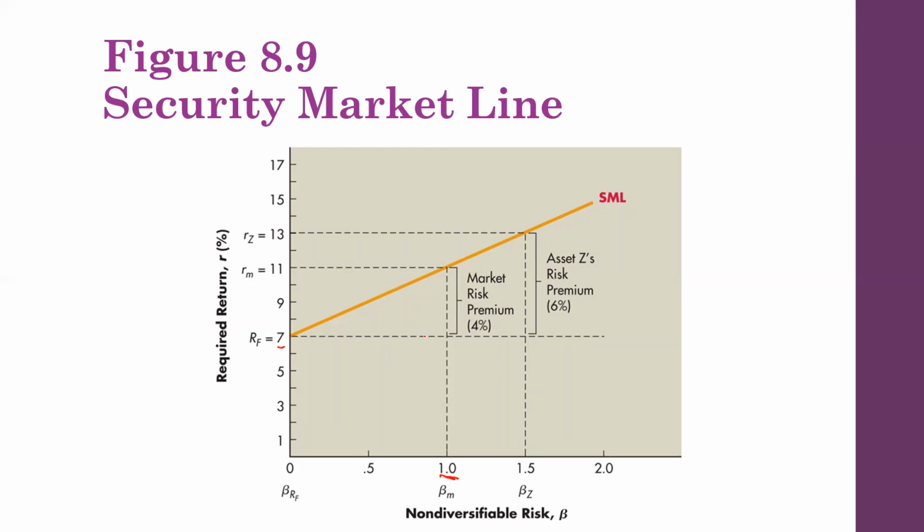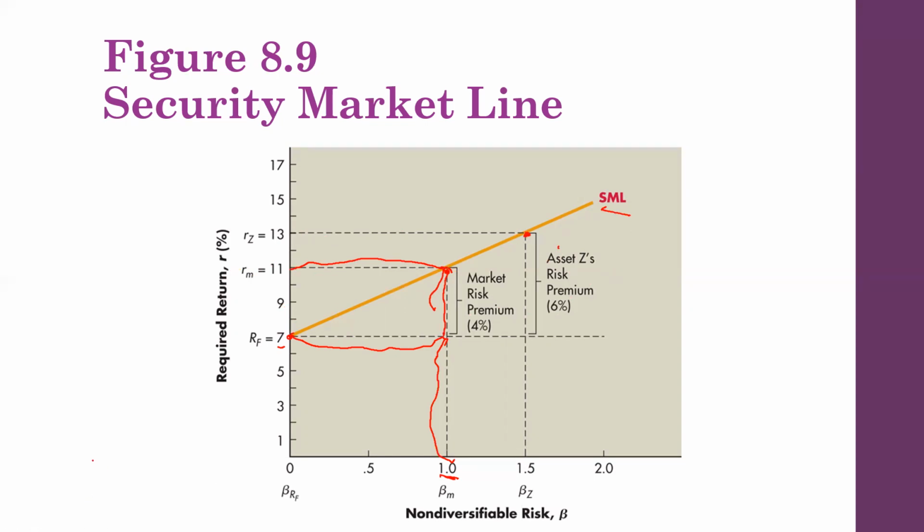So if we go up and we go across, this is our first line. Oh, sorry, I'm so crooked. The next point we should find is the market rate, which is 11%, at the market beta of 1. And then we just found the CAPM return of 13%, so we plug that in, and the beta for 13% is 1.5. So we end up at this point. Connect the dots. This is our SML line.